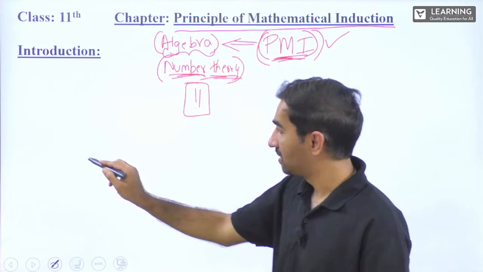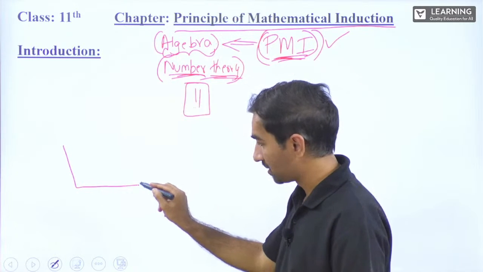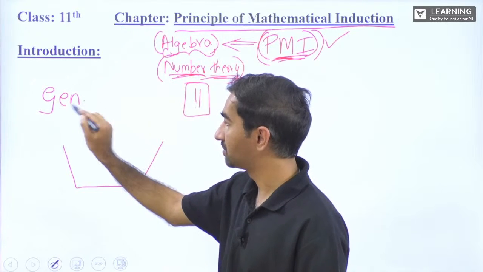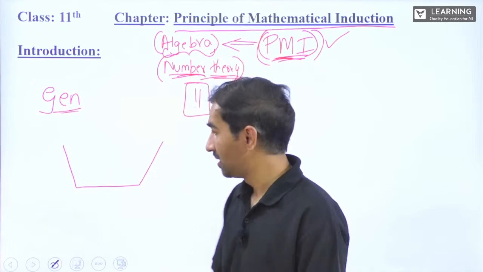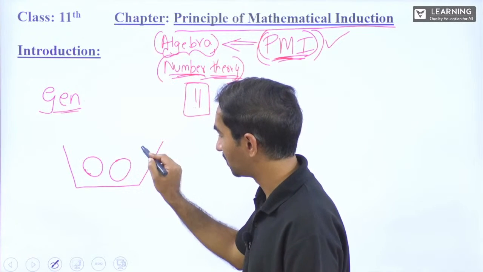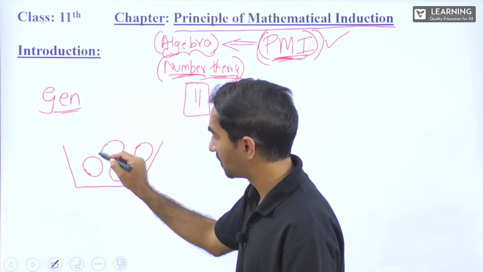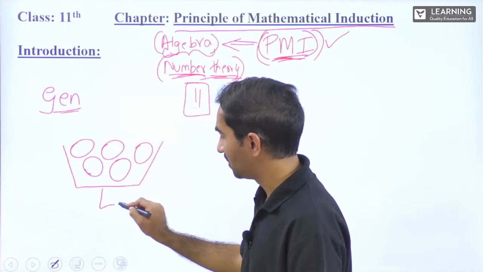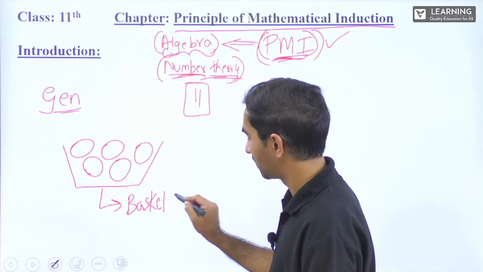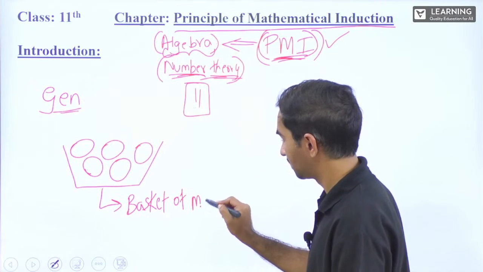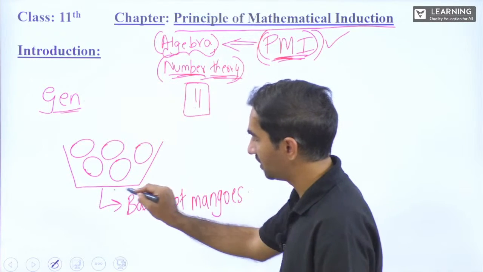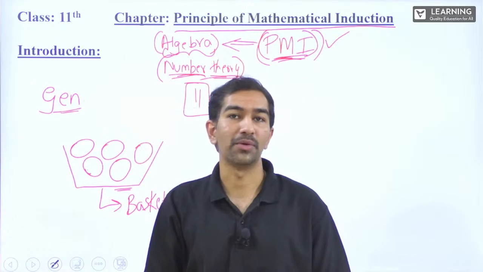Before we see the definition of PMI, we'll take one small example. Generally speaking, here there are mangoes. This is one mango, this is another mango, another mango, another mango. We will consider this as a basket of mangoes. Here we have a basket of mangoes.